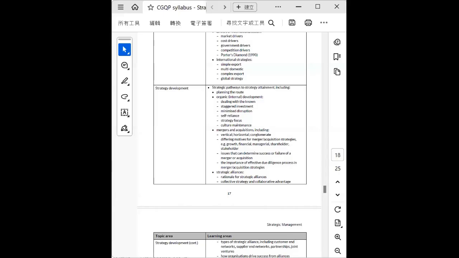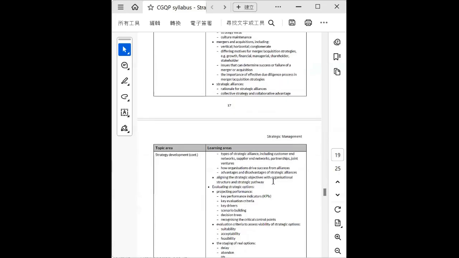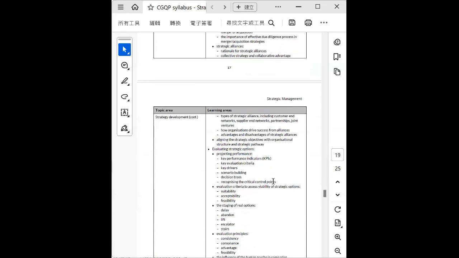And then we have strategic alliances, the rationale for strategic alliances. The rationale enables organizations to access new markets, share resources, and achieve collective advantages. Collective strategy focuses on achieving a shared goal, where collaborative advantage leverages the strengths of each of the partners.